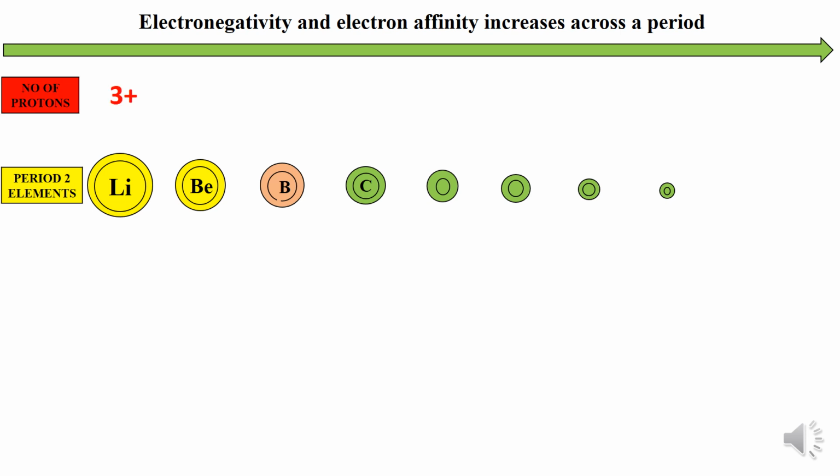Now what about the number of protons? Lithium has 3 protons in its nucleus, beryllium has 4 protons, boron has 5 protons, carbon has 6 protons, nitrogen has 7 protons, oxygen has 8 protons, fluorine has 9 protons, and neon has a total of 10 protons in its nucleus.